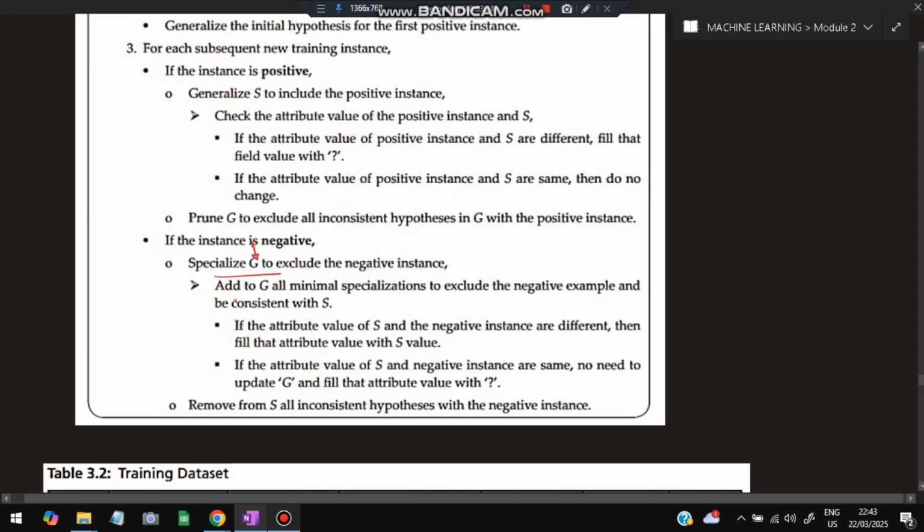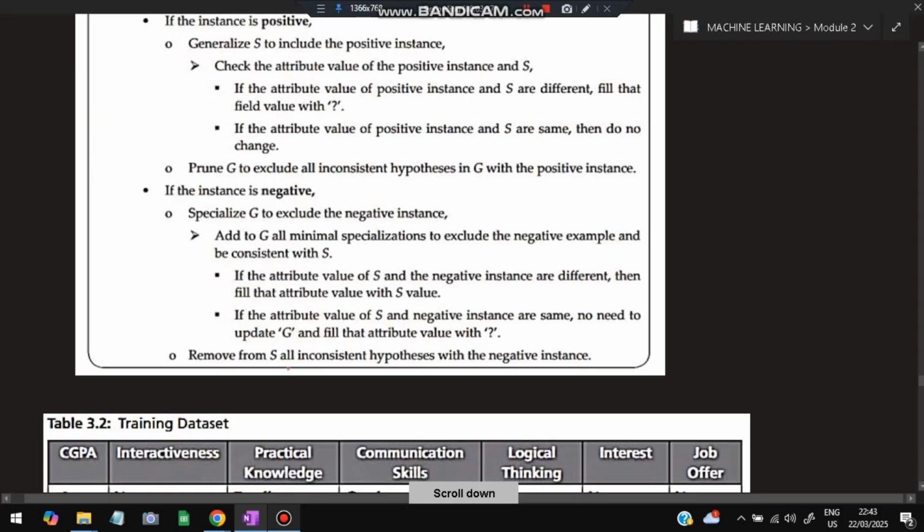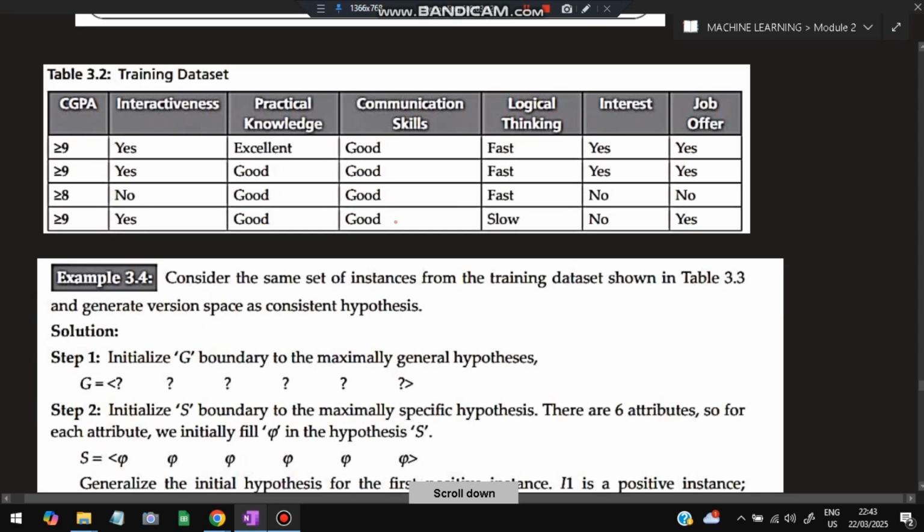Then add to G the minimal specialization to exclude the negative example. If it is different, then fill it with the S value. If it is the same, then you need to keep it as a question mark only. Then remove all inconsistent hypotheses from S. If you see the example, you'll understand. Write the algorithm three times, you'll get to know.